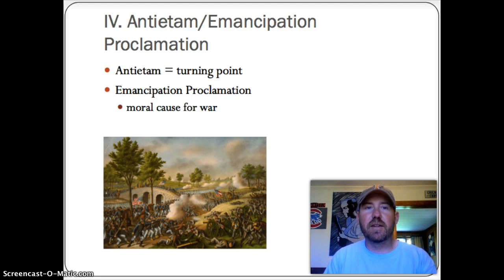As far as the battles and things of the Civil War, like most wars that we talk about, you really only have to worry about the turning points, or the things where things change. And the big one in the Civil War is Antietam, which is a turning point because it persuaded England and France to remain neutral and not come in on the part of the South. So it's important for that reason.